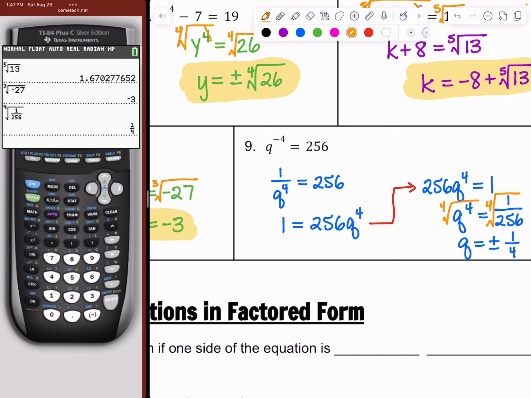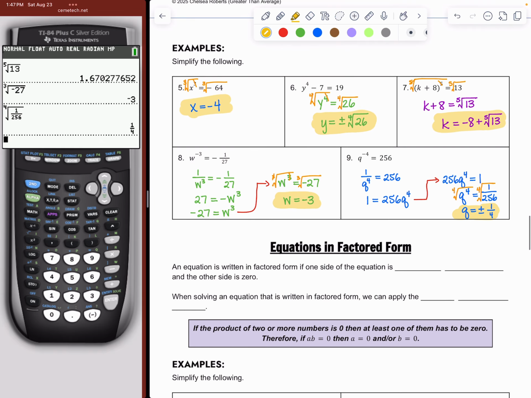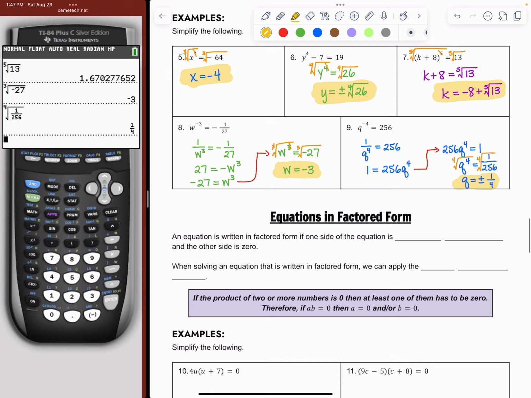All right. So now let's look at equations in factored form. An equation is written in factored form if one side of the equation is set equal to 0. Okay, it has to be set equal to 0, and it has to be fully factored. Factored means it needs to be written like multiplication.